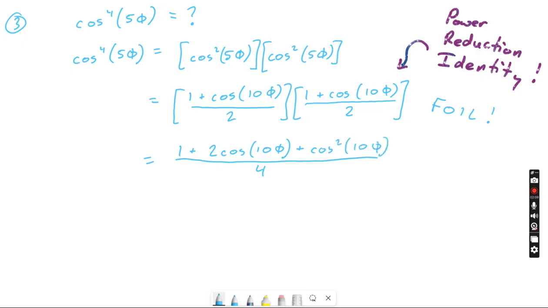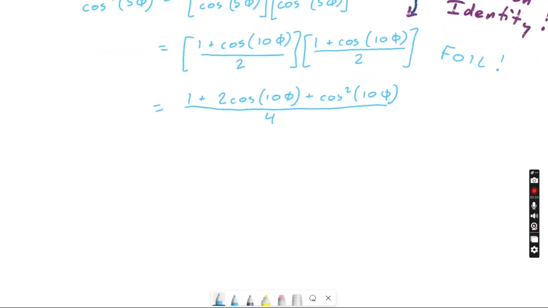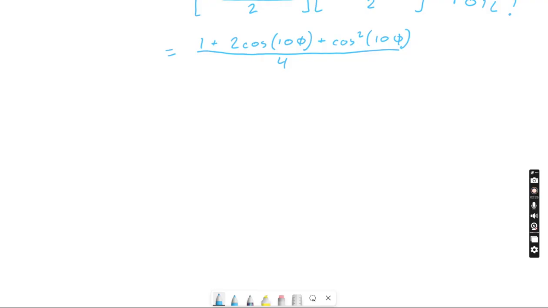Well, that's all fine, except you can't put this in as your answer because you haven't finished getting rid of all the exponentials. There's still a cosine squared, and that's going to require more power reduction. I'm talking about this guy right here. That thing is not fully reduced yet. So we're going to keep on moving with this, and I'm going to rewrite this a little bit just for my own sake, and you might prefer it this way to better keep track of things. Look how I'm going to say this: 1/4 plus 2/4 cosine of 10 phi plus 1/4 cosine squared of 10 phi.